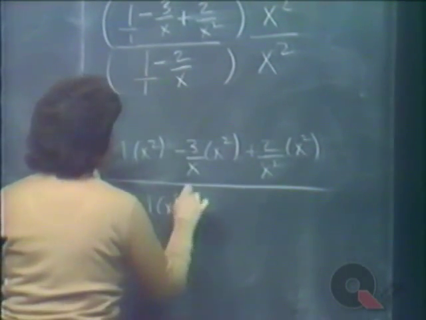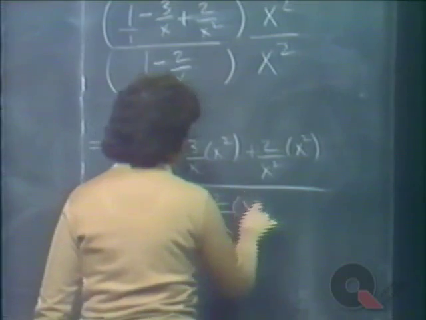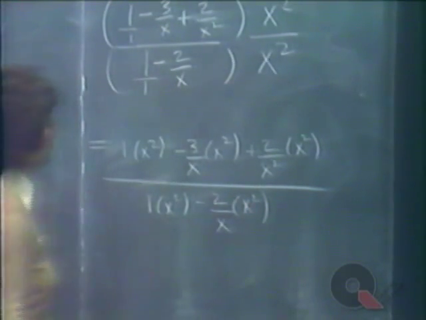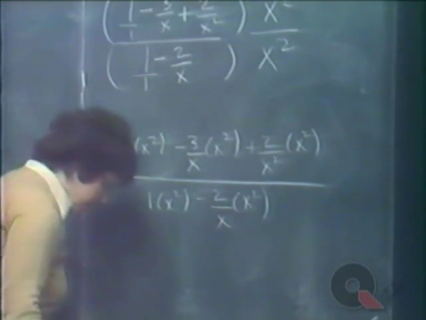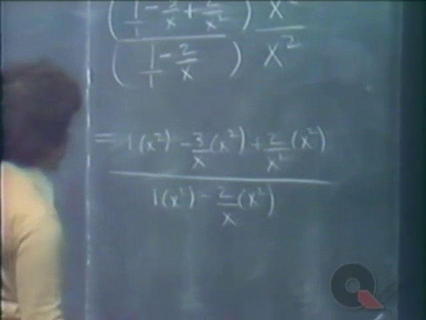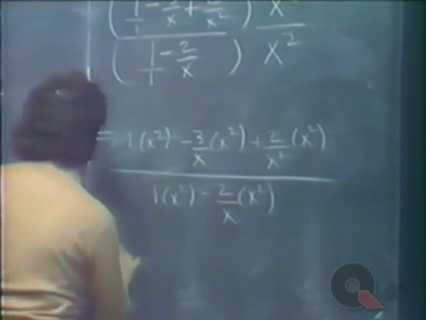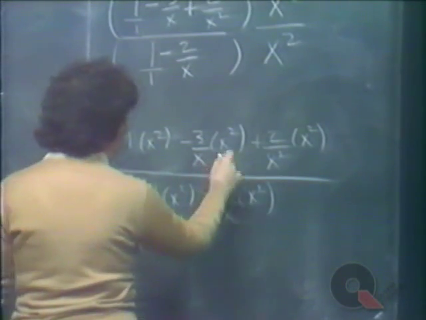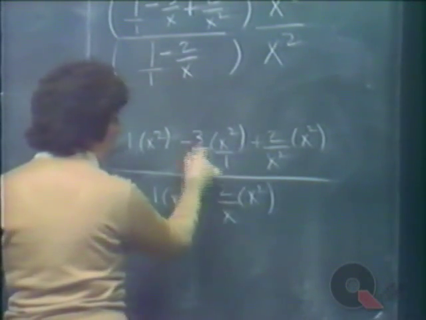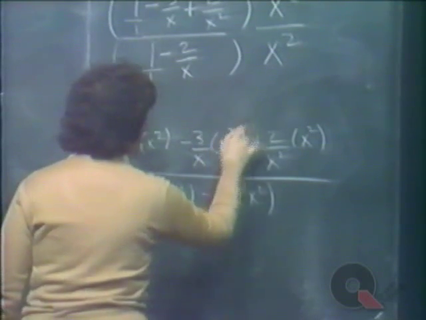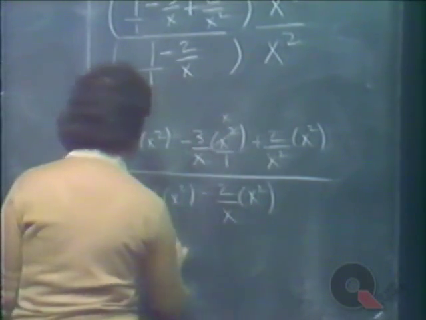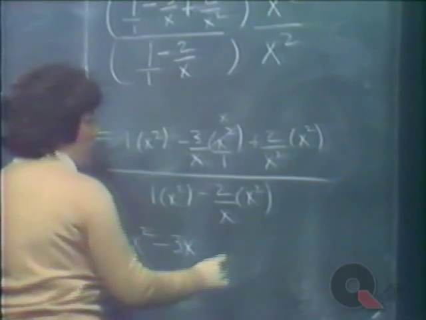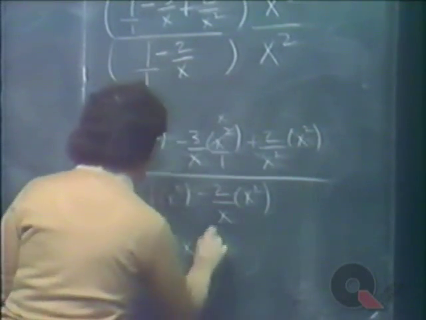1 times x squared minus 2 over x times x squared. Each and every term is going to be multiplied by x squared. Now, let's see. 1 times x squared, that's x squared. Here, remember this is really x squared over 1. X goes into x squared, leaving you with just x. You get minus 3x. Here the x squareds cancel, you get plus 2.